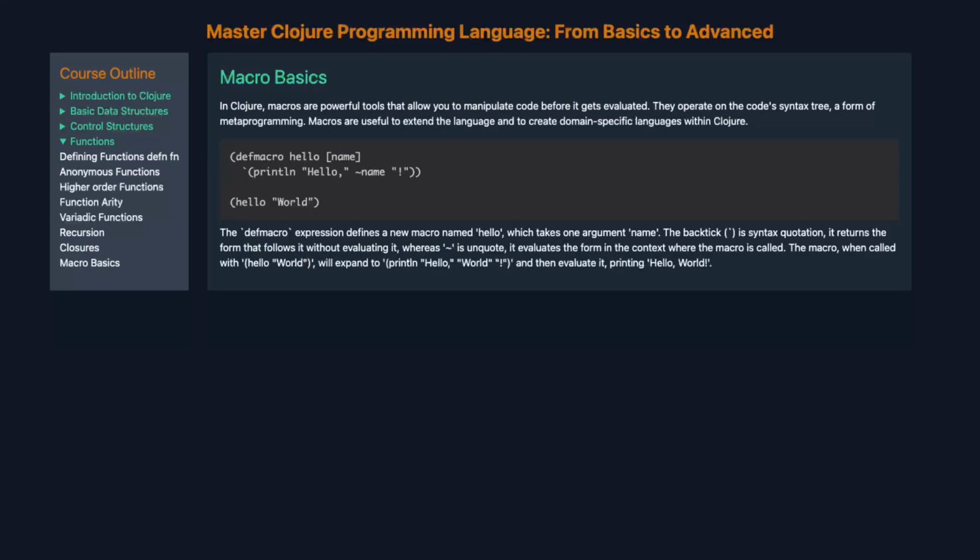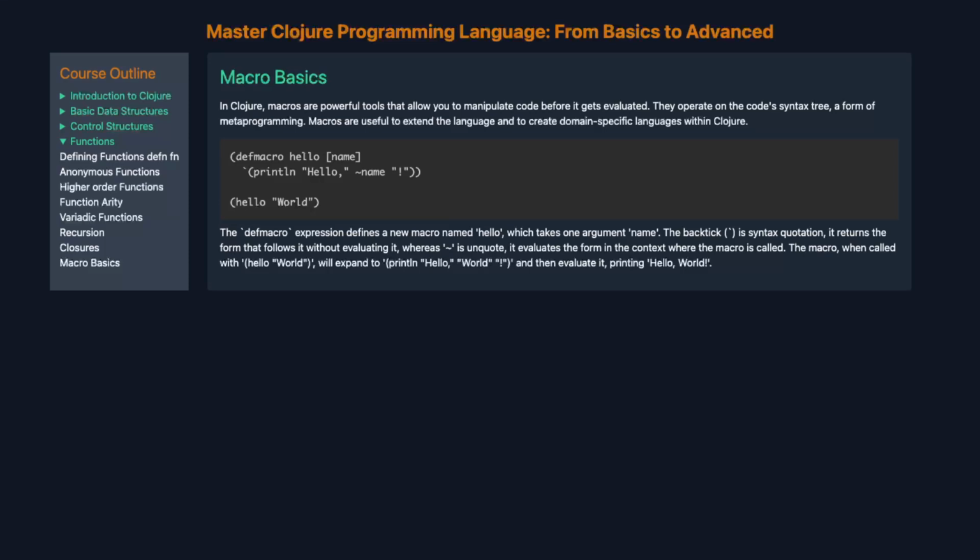Macro basics. In Clojure, macros are powerful tools that allow you to manipulate code before it gets evaluated. They operate on the code's syntax tree, a form of metaprogramming. Macros are useful to extend the language and to create domain-specific languages within Clojure.